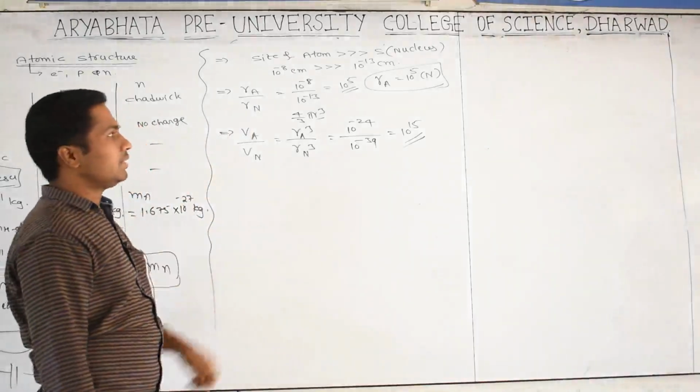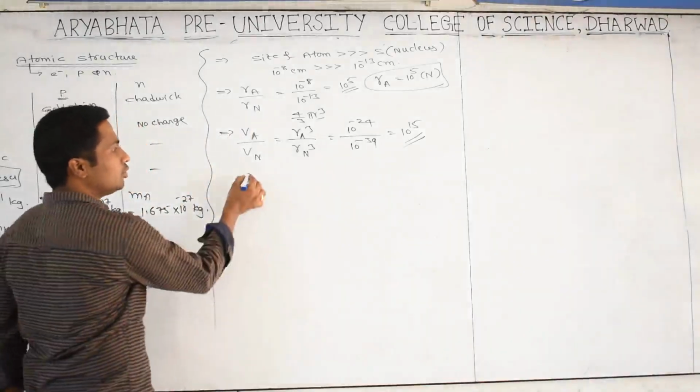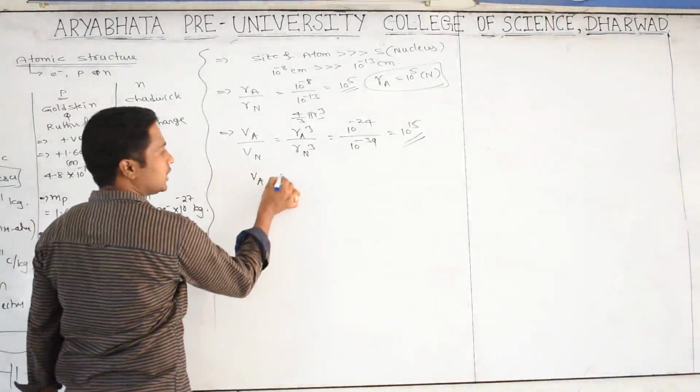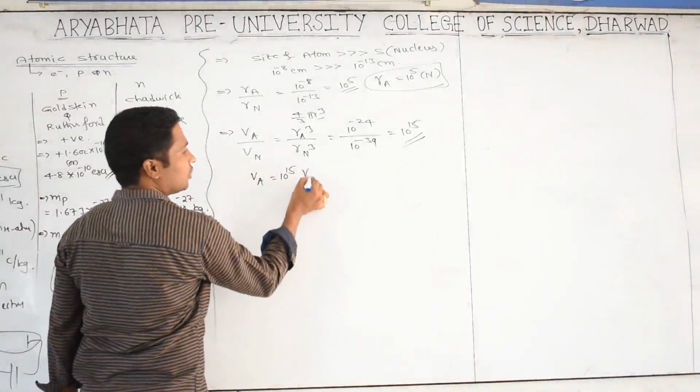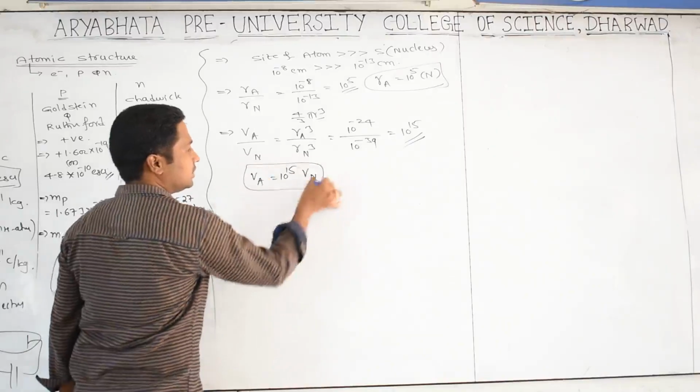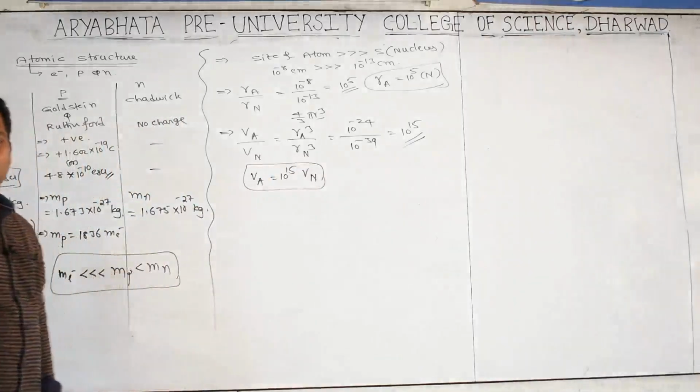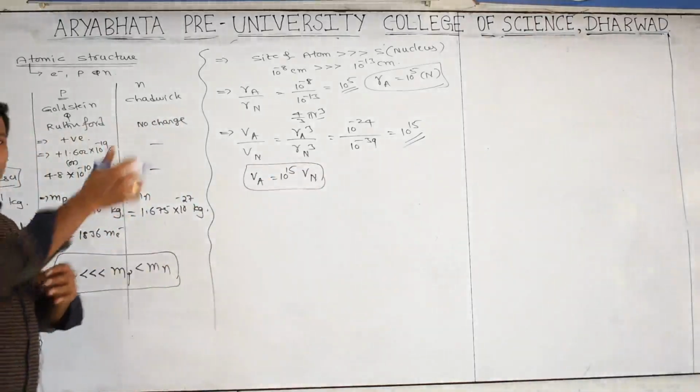So you can get these things very easily, and then the volume of the atom is equal to 10 to the power of 15 times the volume of the nucleus. This is a very important thing. Did all of you understand? Yes. Now we can go for some other things.